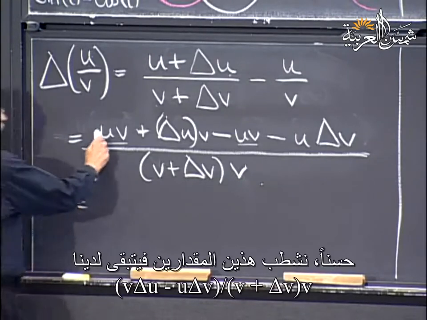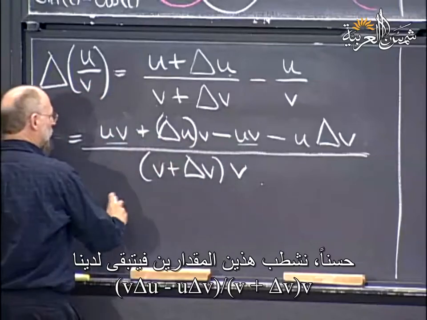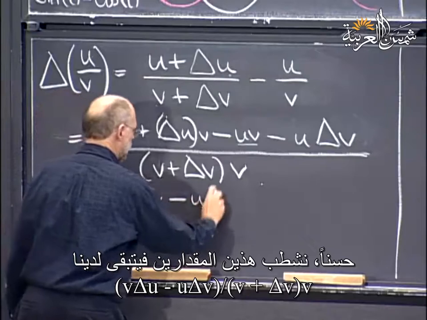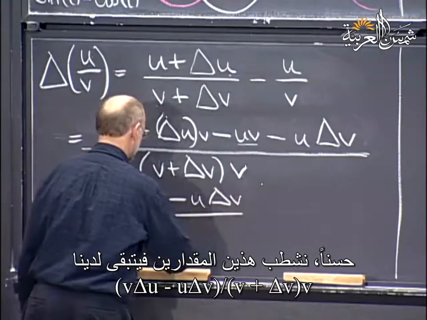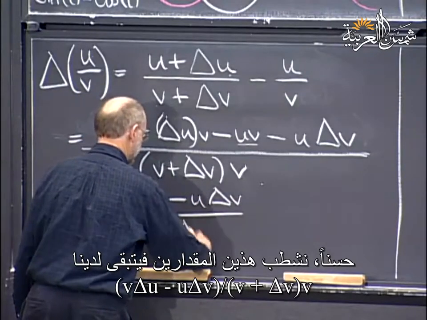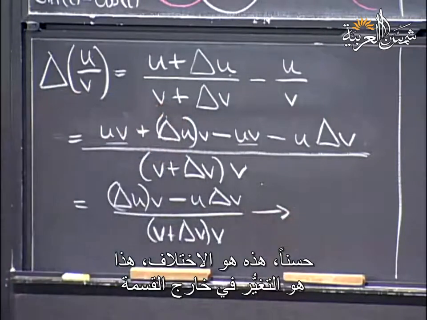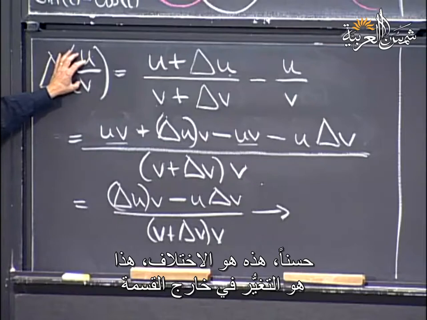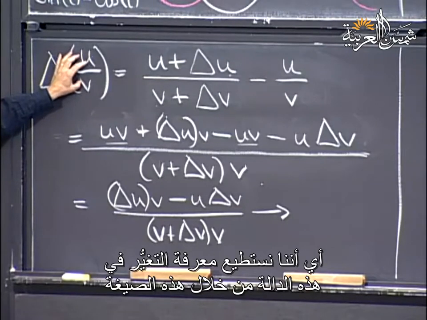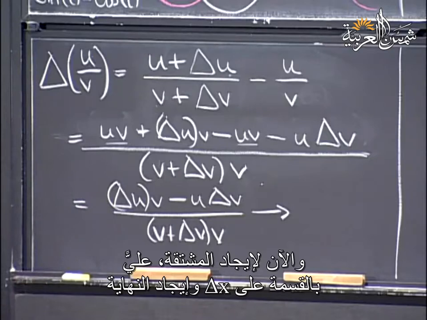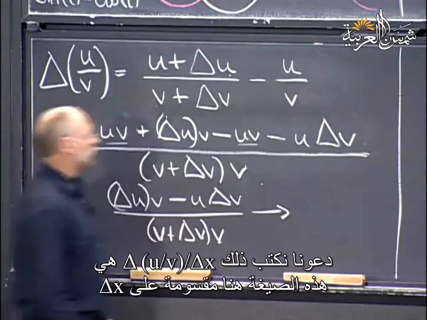Good. All right. So I cancel these, and what I'm left with then is delta u times v minus u times delta v, and all this is over v plus delta v times v. Okay, there's the difference. There's the change in the quotient. The change in this function is given by this formula. And now to compute the derivative, I want to divide by delta x and take the limit. So let's write that down.